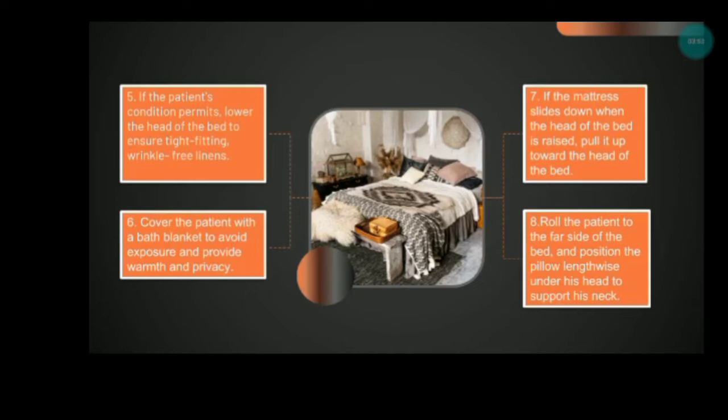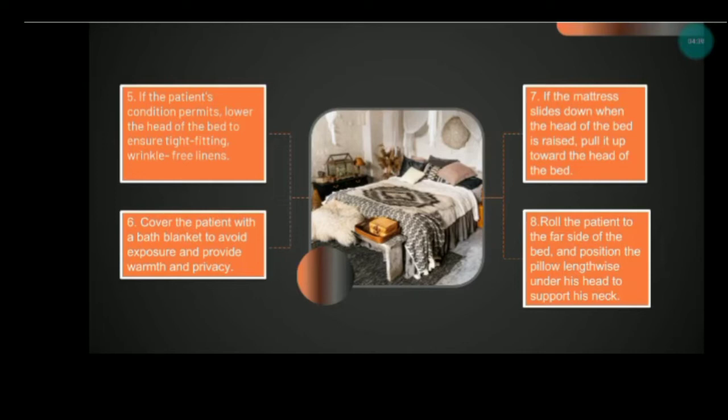So basically, mattress sliding is often caused by lack of friction between the mattress and the bed frame. This can happen when there are missing rails above the slots, when you have the wrong size frame, or if you have an old mattress. So you need to pull it up toward the head of the bed if the mattress slides down.